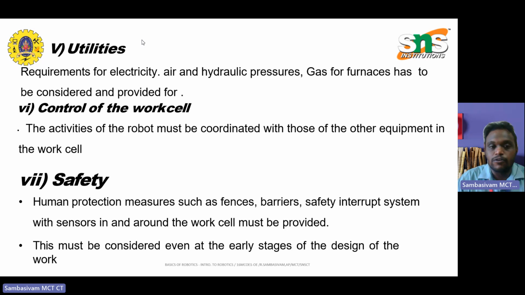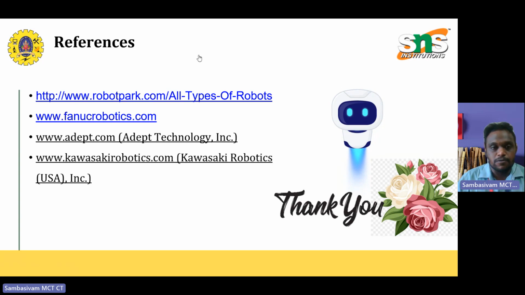Finally, safety should be considered. Safety is an important factor, especially regarding human concerns: fences, barriers, and safety interlock systems with sensors in and around the workshop must be provided. Every safety condition has to be addressed using these measures, at an early stage of consideration. These are the important key considerations used for industry purposes. These are some of the references I have taken for the presentation, and these considerations are important factors when preparing or designing the cell layout.